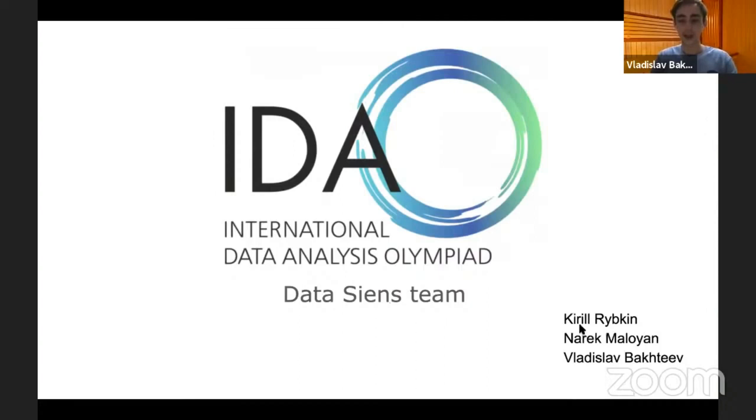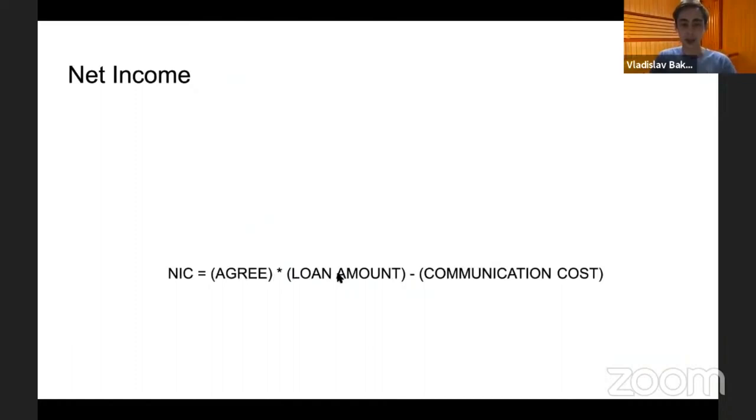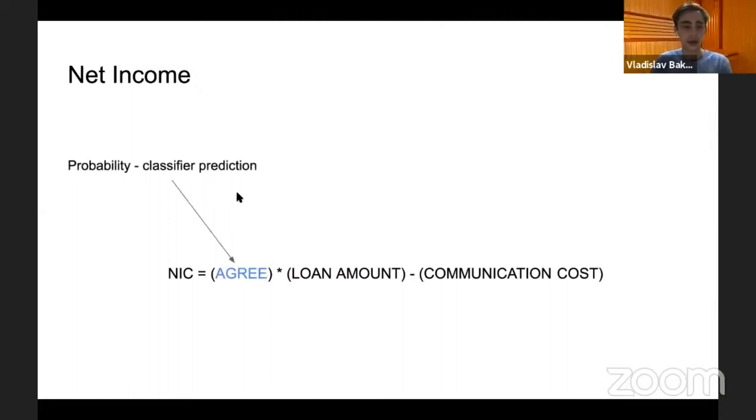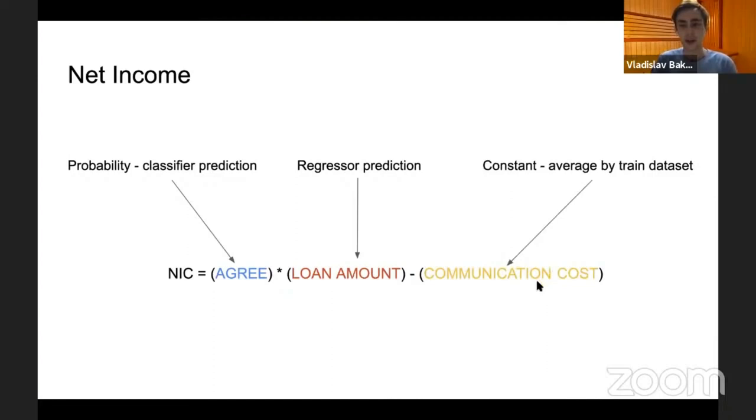Our team is Dacians and consists of Kirill Rybkin, Narek Malyan, and me, Vladislav Bakhtiev. Let's recall the metric. It is agreement multiplied by loan amount minus communication cost. We need to predict the agreement of the user as a binary target, and we create it in such a way. Probability is predicted by a classifier, and a regressor predicts the loan amount, but communication cost is constant because it is a pretty random thing. In our experiments, when we predicted communication cost, it decreased the target metric. So we have only two models, this classifier and regressor. And we mark a sample as positive if this net income is positive.